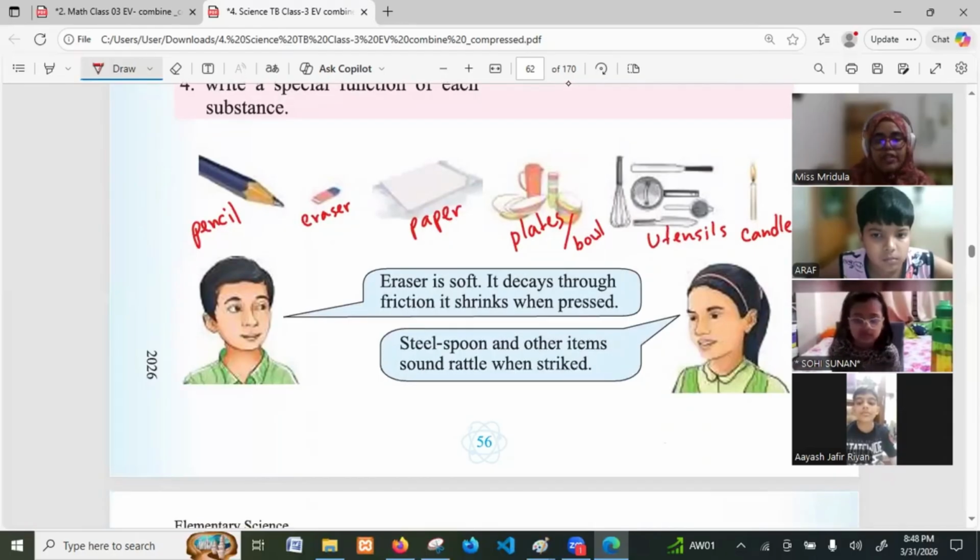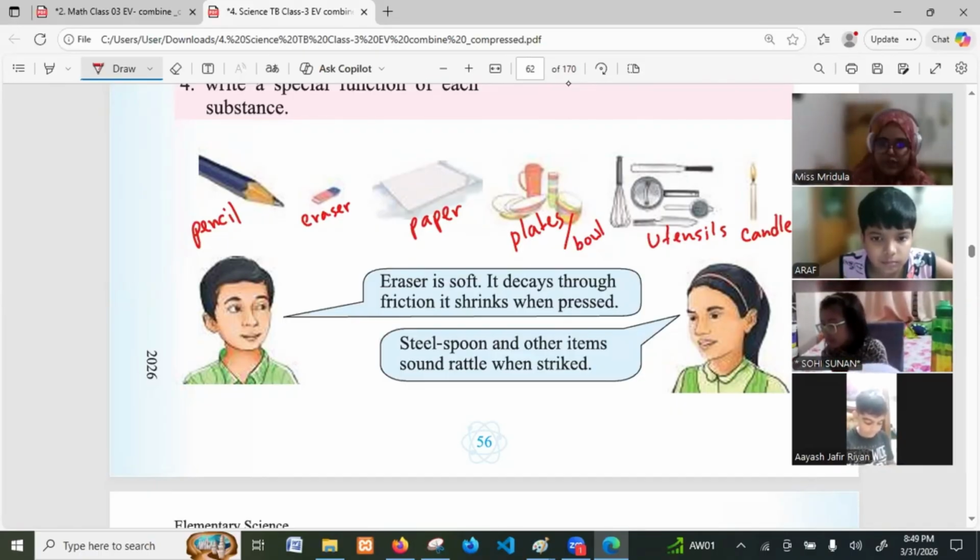Okay, so the eraser. The eraser is soft. It decays through friction. Decay means to get smaller. Through friction, when we rub them, they become smaller. It shrinks when pressed. When we force them by squeezing them, they might get pressed, right? They can get flattened.